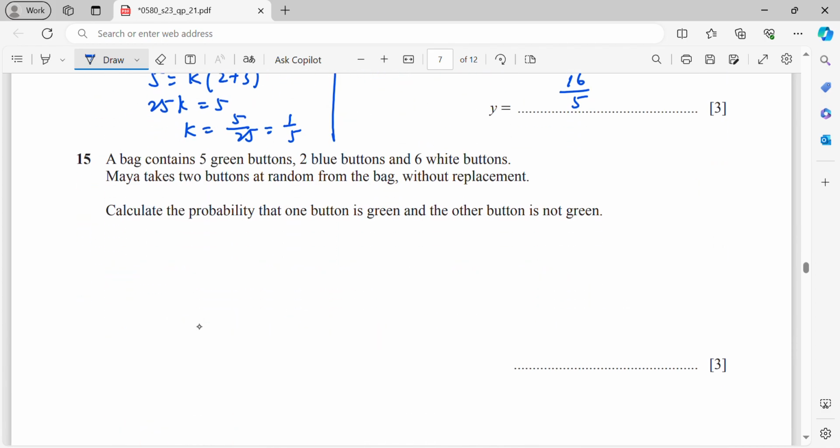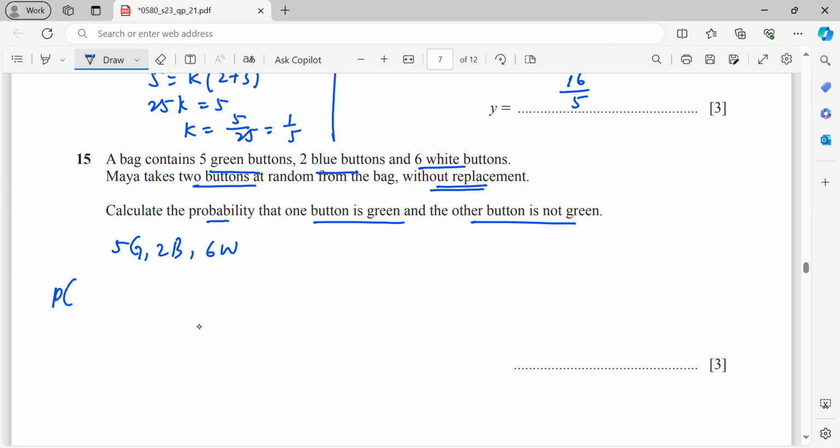Okay, for question 15, a bag contains 5 green, 2 blue, and 6 white buttons. Maya takes 2 buttons at random from the bag without replacement. Without replacement means that once you have taken 1 button, you will not put it back, and you directly draw the second button from the bag. Now calculate the probability that 1 button is green and the other button is not green.